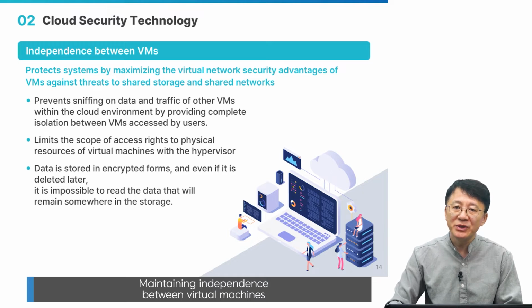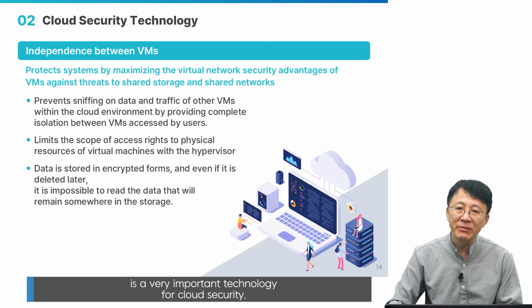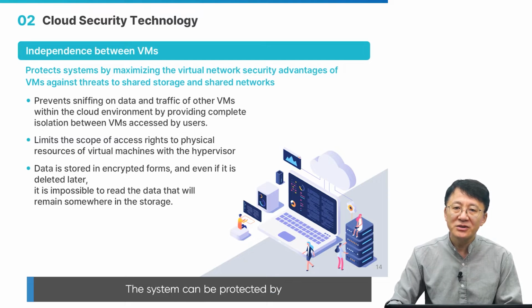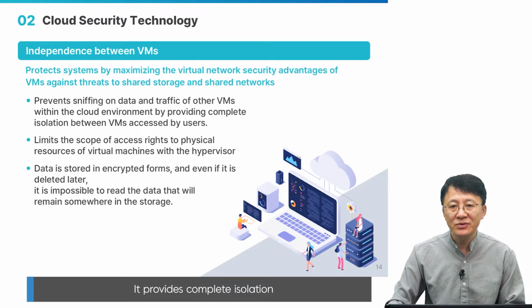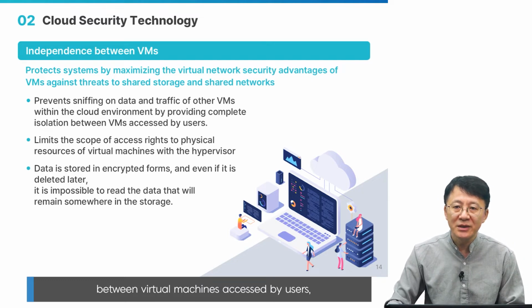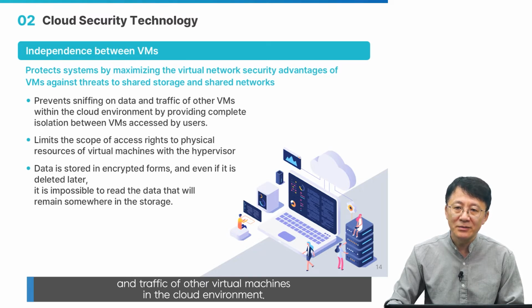Maintaining independence between virtual machines is a very important technology for cloud security. The system can be protected by maximizing the virtual network security benefits of a virtual machine against the threats to shared storage and shared networks. It provides complete isolation between virtual machines accessed by users, preventing sniffing on data and the traffic of other virtual machines in the cloud environment.